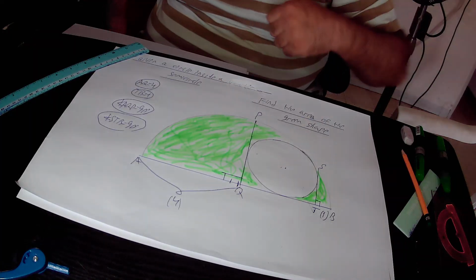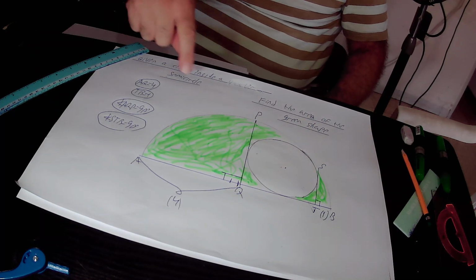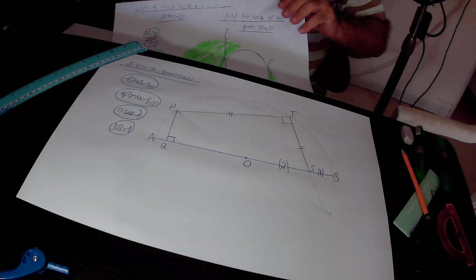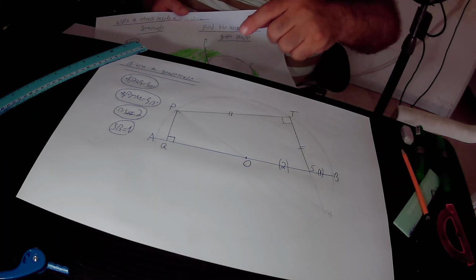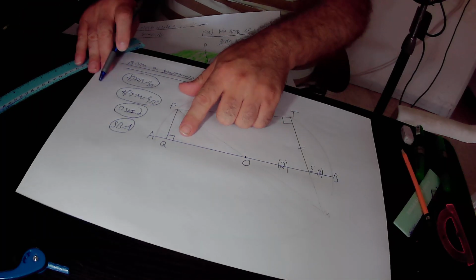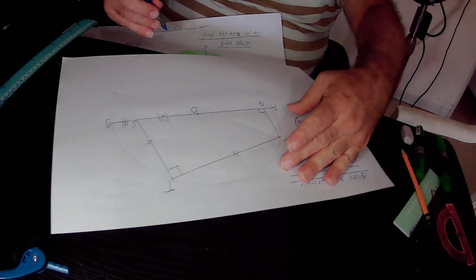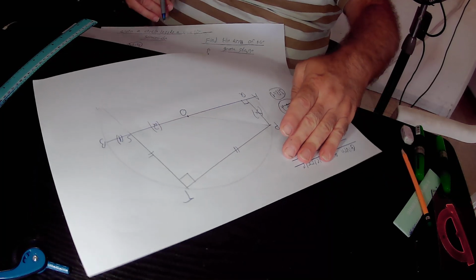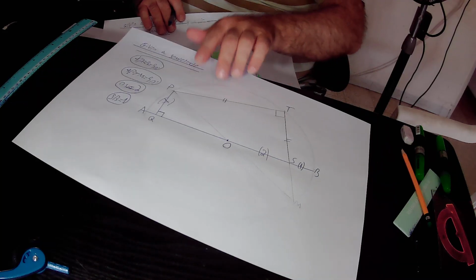And now in this lecture we'll answer two questions. In the first question, we will find out the area of this green shape. In the second question, we will find out the length of this line segment PQ, which equals x. We have to find out the value of x. So we start with the first question.